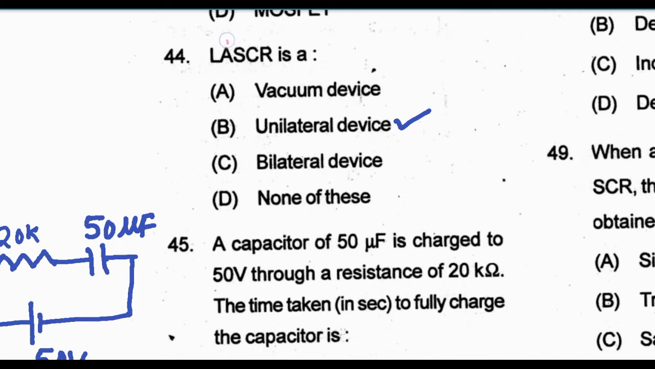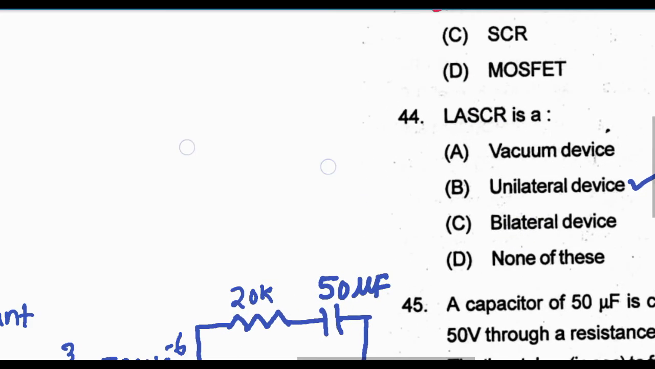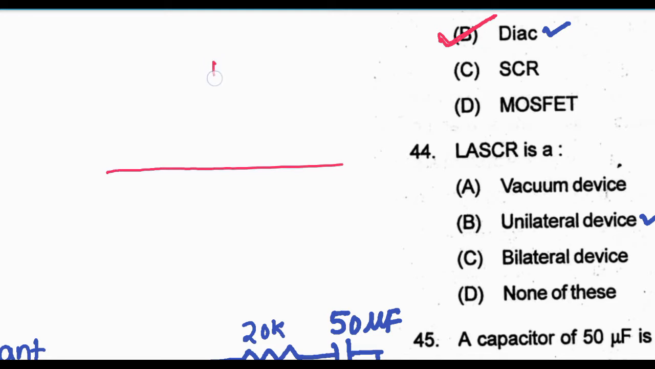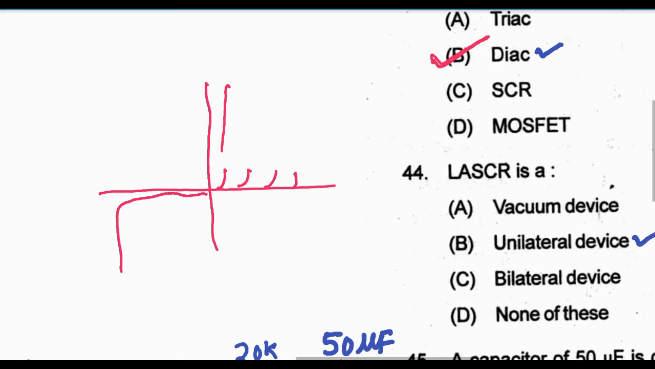LASCR is a light activated SCR, that is, a silicon controlled rectifier. So this one has the same identical voltage current characteristic as the normal SCR, but it has the activation not due to the gate terminal, but due to the light source.